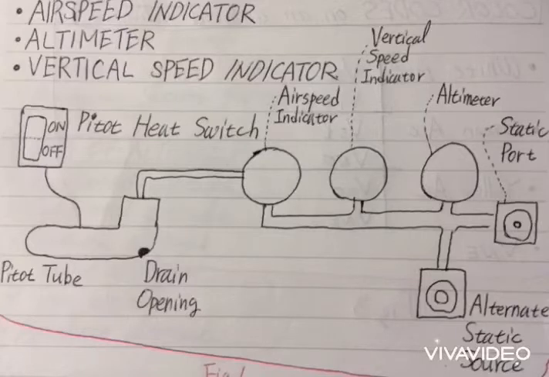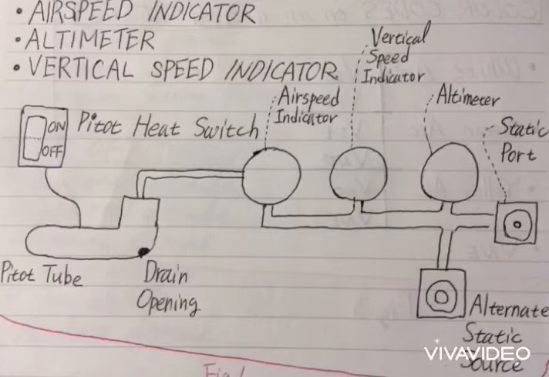The Pitot tube supplies dynamic pressure to airspeed indicator. Drain opening of the Pitot tube drains moisture from the Pitot tube. Static port provides static pressure to vertical speed indicator and altimeter. Alternate static source provides an alternate static source in case of emergency.